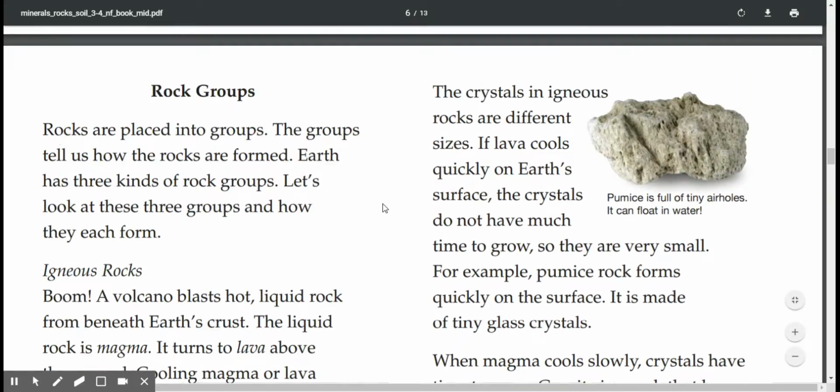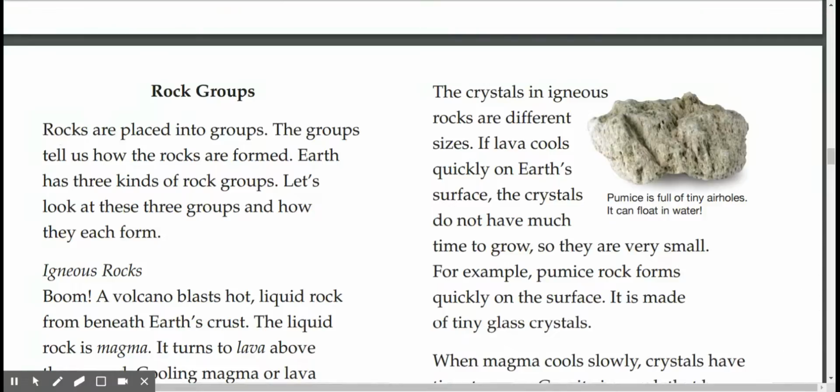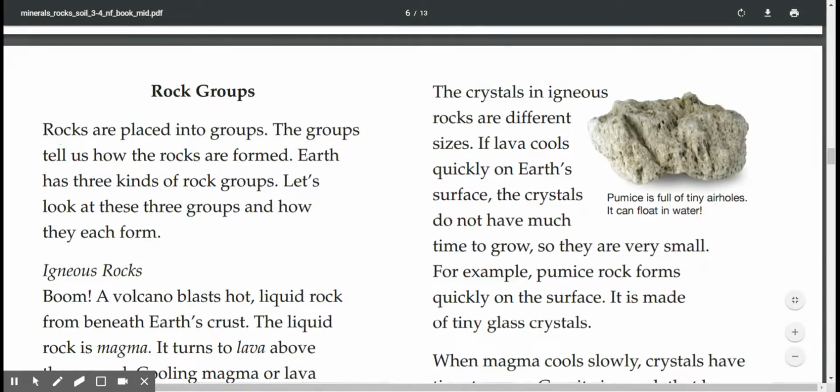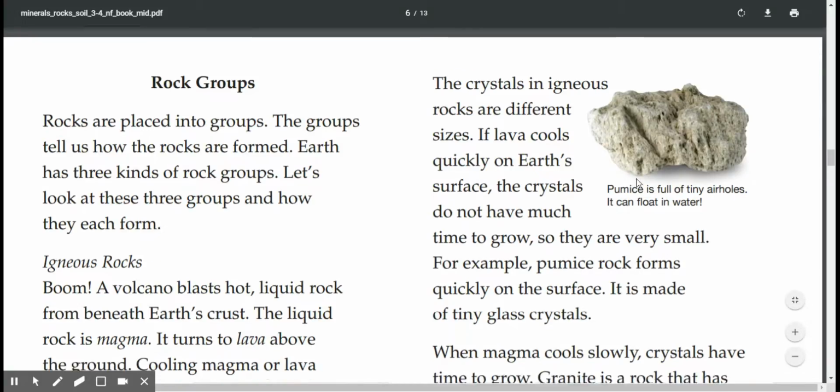All right, so the crystals in igneous rocks are different sizes. If the lava cools really quickly once it gets to the surface, the crystals don't really grow. There's no time for them to grow, so they're small. For example, this pumice rock right here has a bunch of little air holes in it and can even float in water. Yes, there are rocks that can float in water.